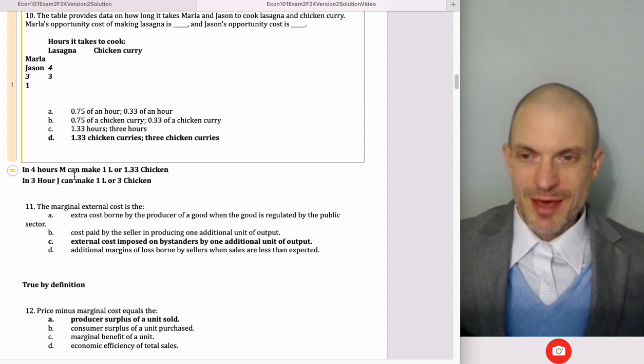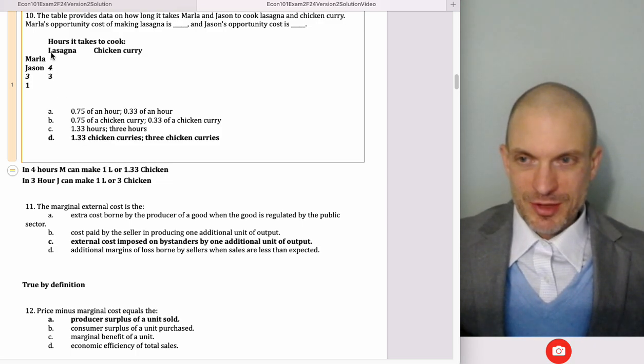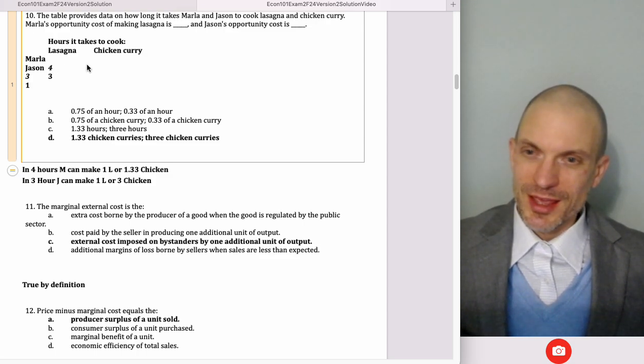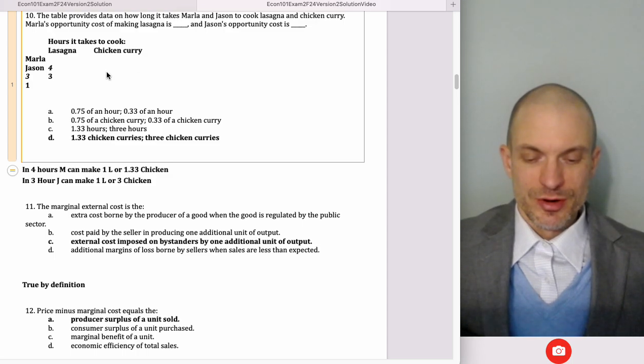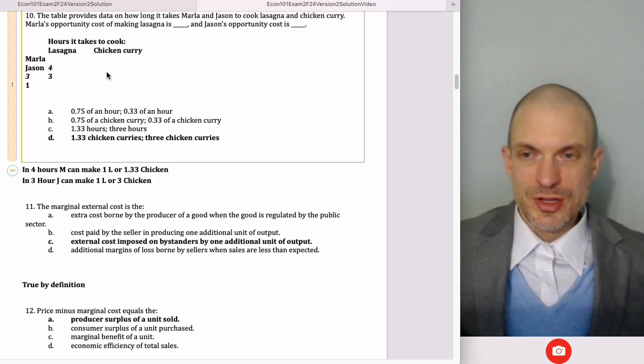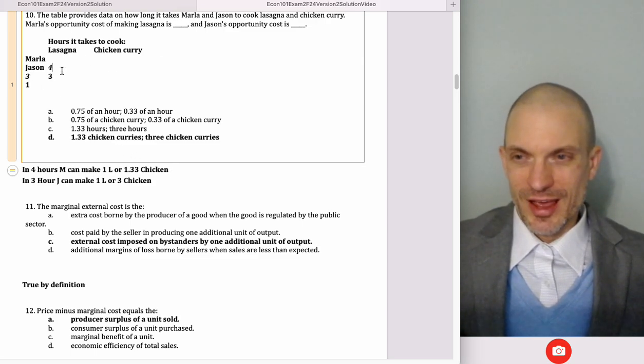In 4 hours, M can make one lasagna, or can make 1.3 chicken curries. So that was this 3 right here, and so you divide 3 by 4 hours. It takes 3 hours to make chicken curry, and so 4 hours is 33% more than you'd need for the 3 hours necessary to make chicken curry. So that's why in 4 hours, M can make 1 lasagna or 1.3 chicken curry. So this 4 goes here. I should just fix this.